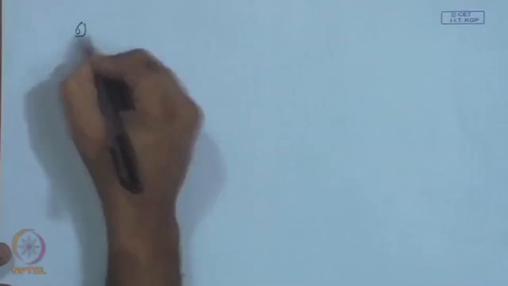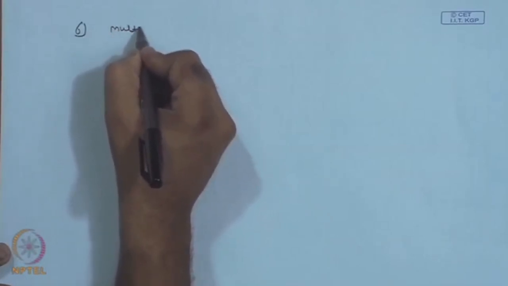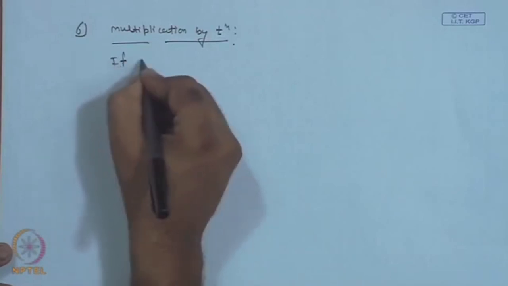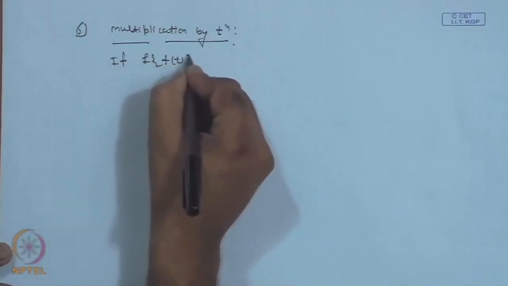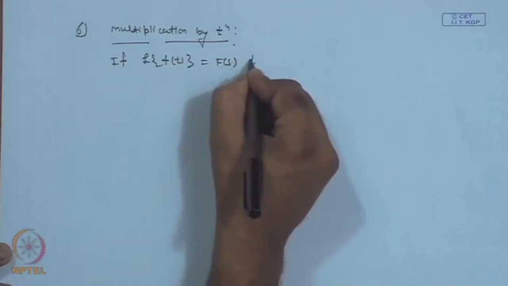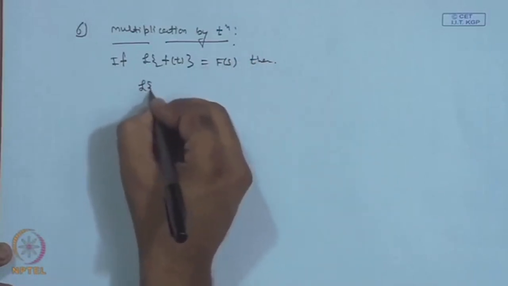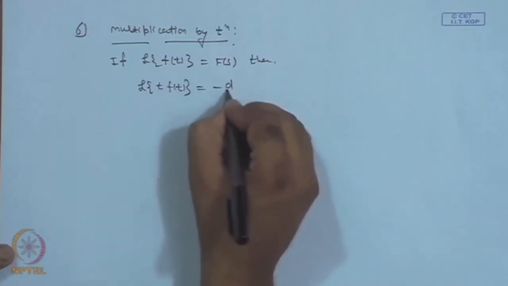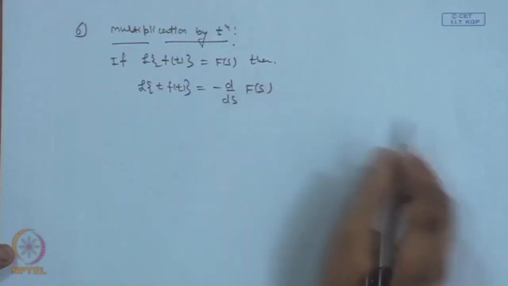So, now the next property of this Laplace transform: if we multiply the function by t power n, then what will be the Laplace transform? So, multiplication by t power n. If the Laplace transform of f(t) is F(s), then the Laplace transform of t f(t), where we have multiplied by this t, will be simply minus d over ds of F(s).